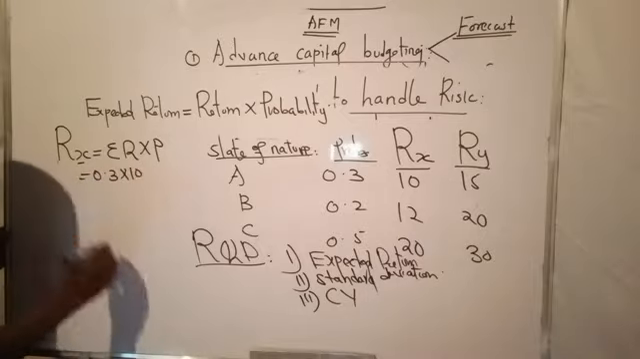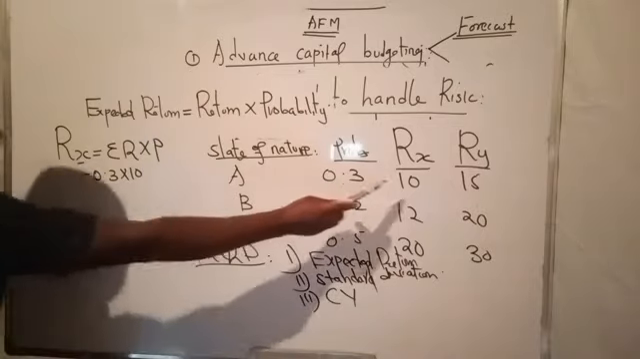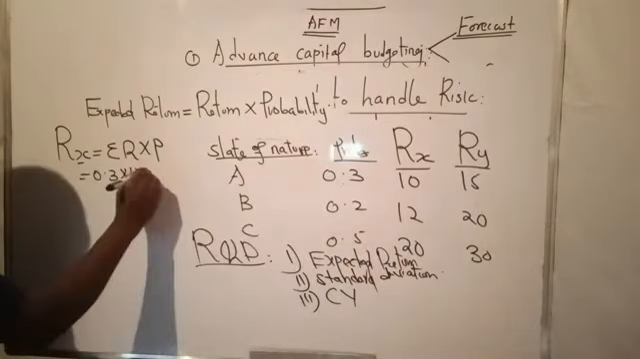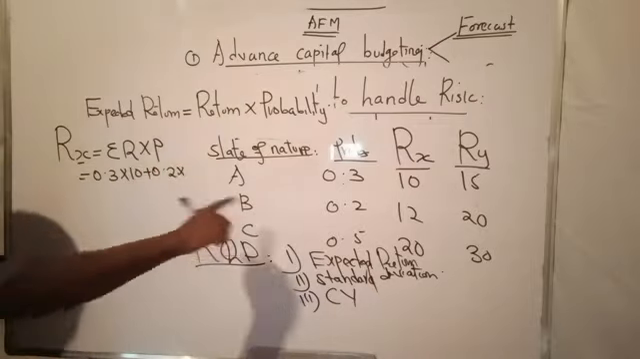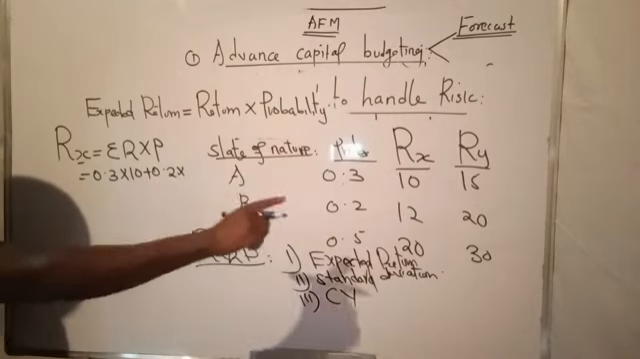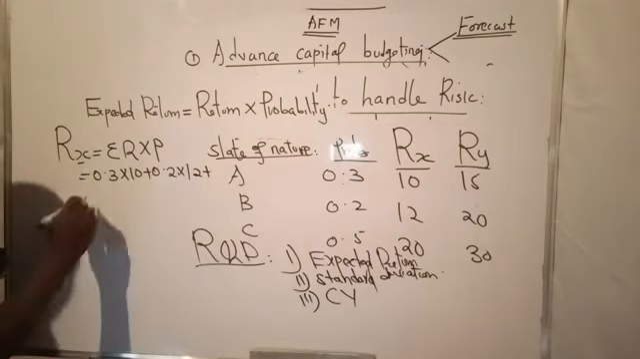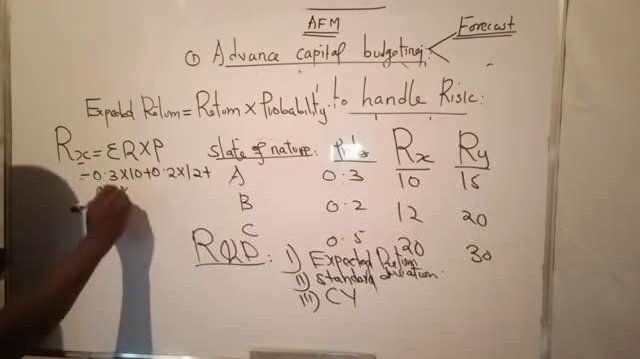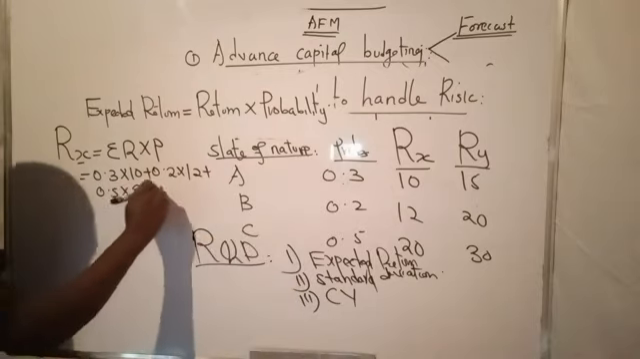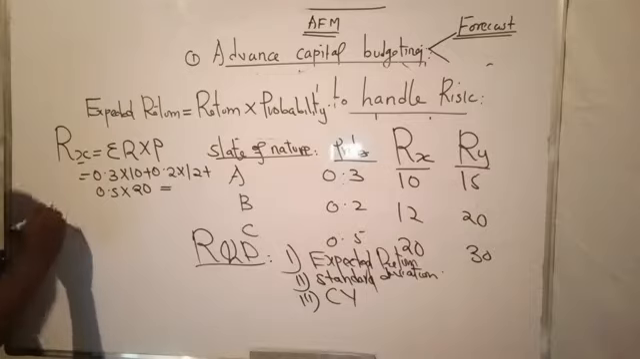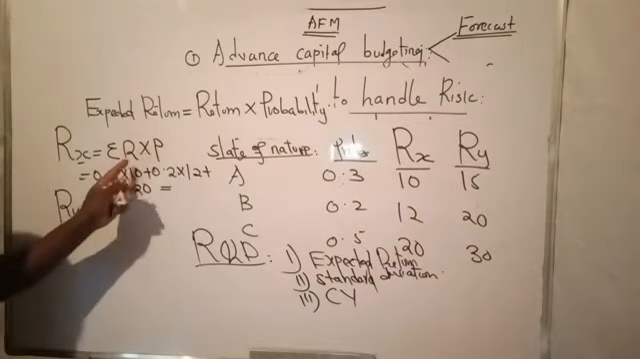So your X, you take 0.3 times 10, this is the probability, this is the return, plus 0.2 times the return of 12 plus 0.5 times return here. Then the return of Y. Again, you take the return times the probability.